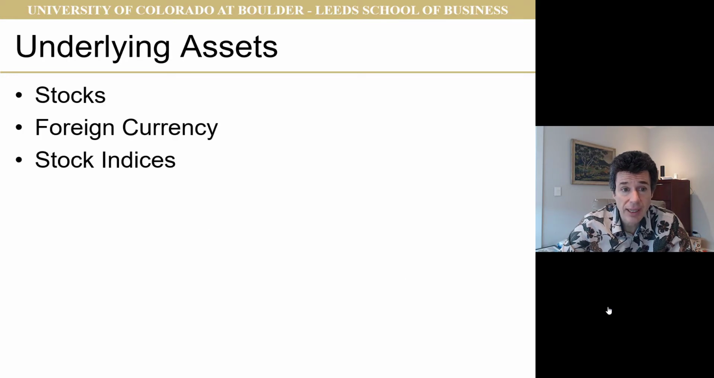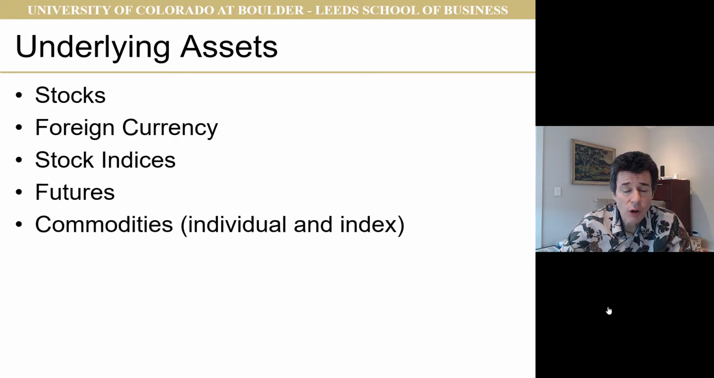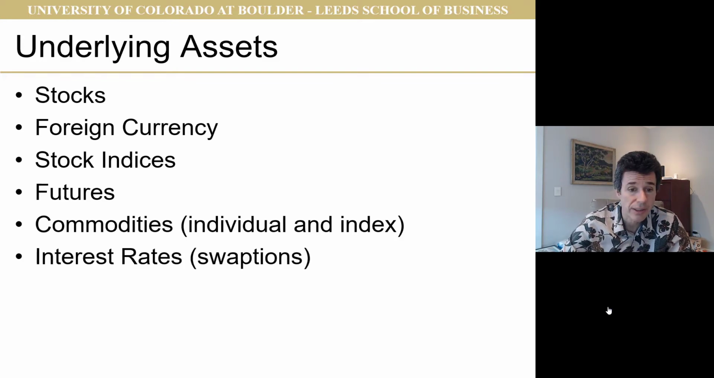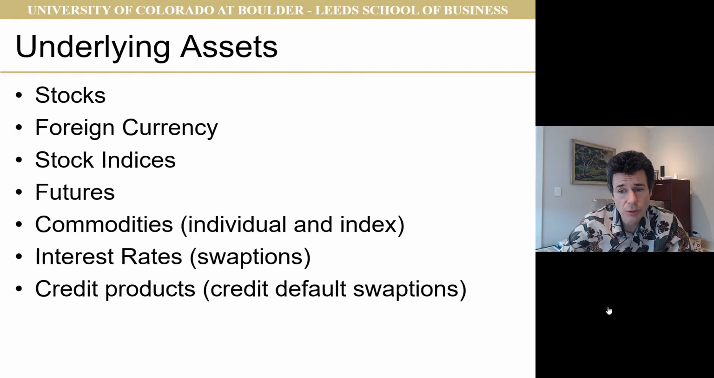Now, the underlying assets for options are almost anything, right? So we have stocks, we have foreign currencies, we have stock indices, we have futures, so we can have an option on a futures contract. We have commodities, individual commodities, we have swaptions, and so on. So there's a huge number of different kinds of options.